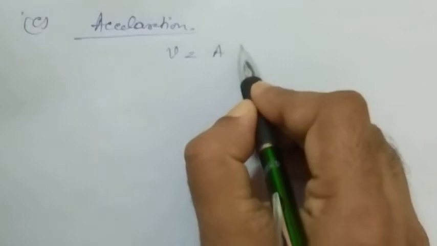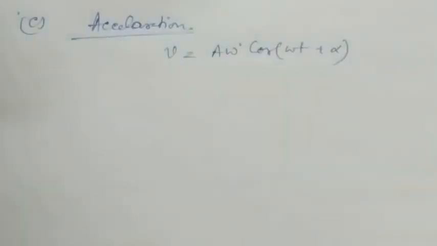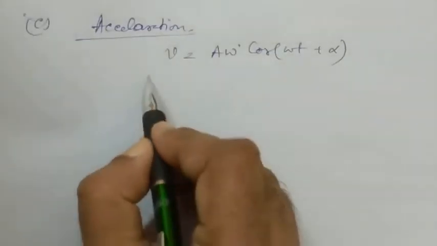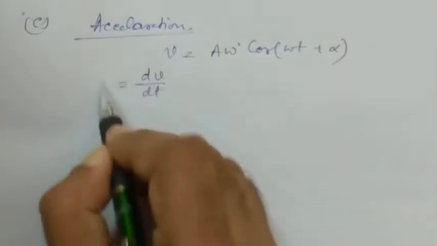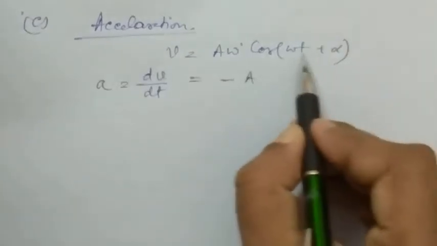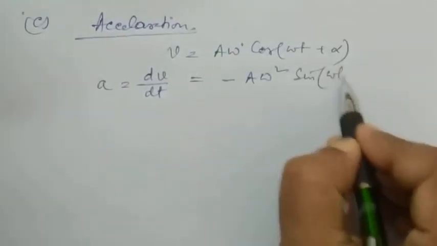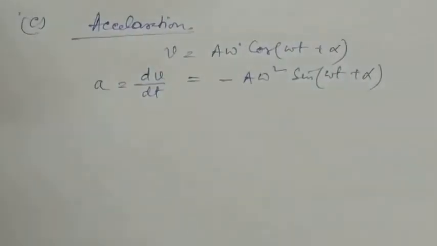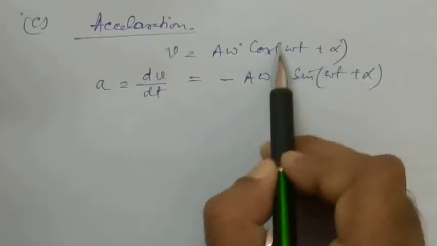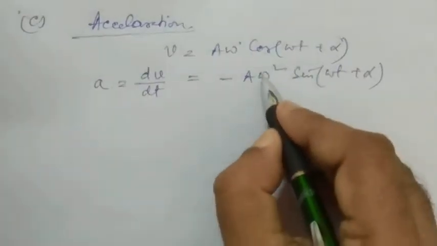The last equation for v was a omega cos of omega t plus alpha. This was the expression for velocity. Now we know the derivative of velocity gives the acceleration. So cos becomes minus sine. So minus a and 1 omega from here becomes a omega square sine of omega t plus alpha. The derivative of the cosine function gives sine, and the derivative of omega t plus alpha gives 1 omega here. So minus a omega square.